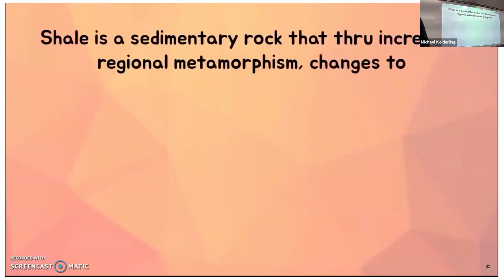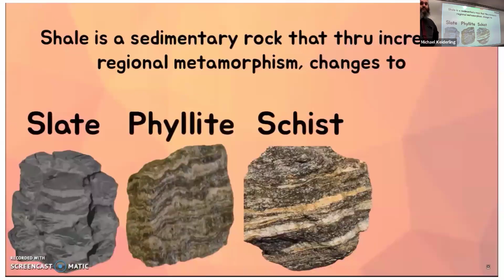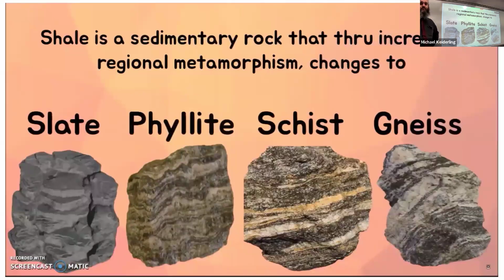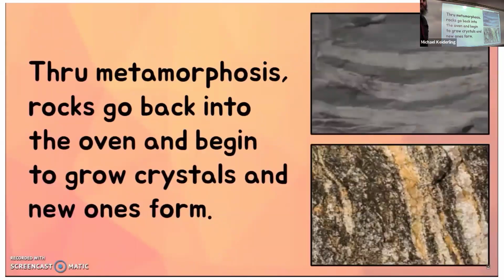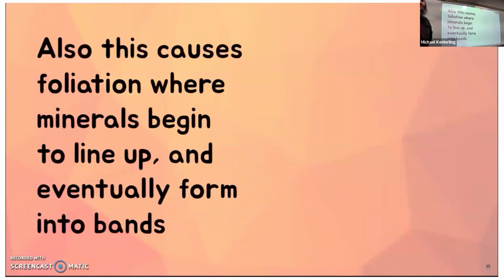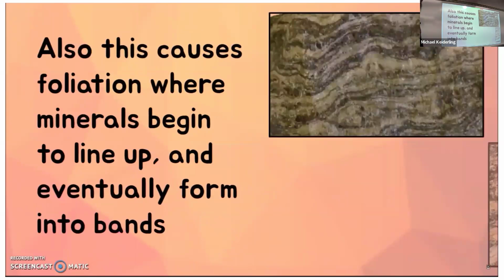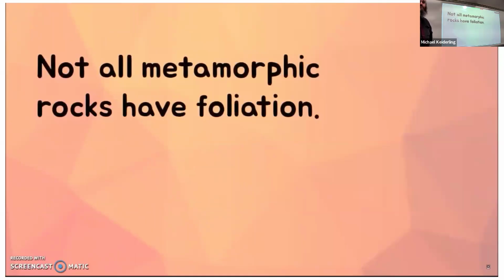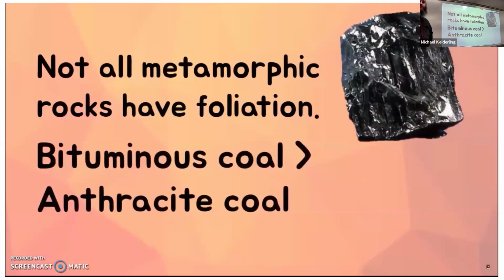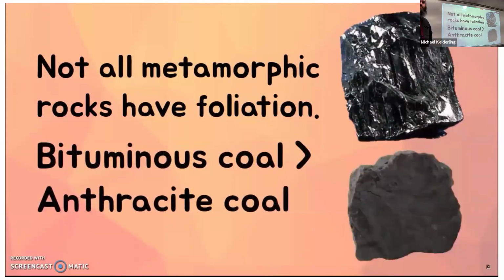Shale is a sedimentary rock that through increased regional metamorphism will change to slate, then to phyllite, then to schist, then to gneiss. Through increased heat and pressure, the minerals in the rock shale are going to change into different rocks. A few things will happen in metamorphic rocks, including that the minerals will recrystallize since they are exposed to new heat. Also, this causes foliation, which is where the minerals begin to line up and eventually form bands of the same minerals. Not all regional metamorphism is going to have foliation. For example, bituminous coal, when it changes into anthracite coal, it's not going to have foliation.